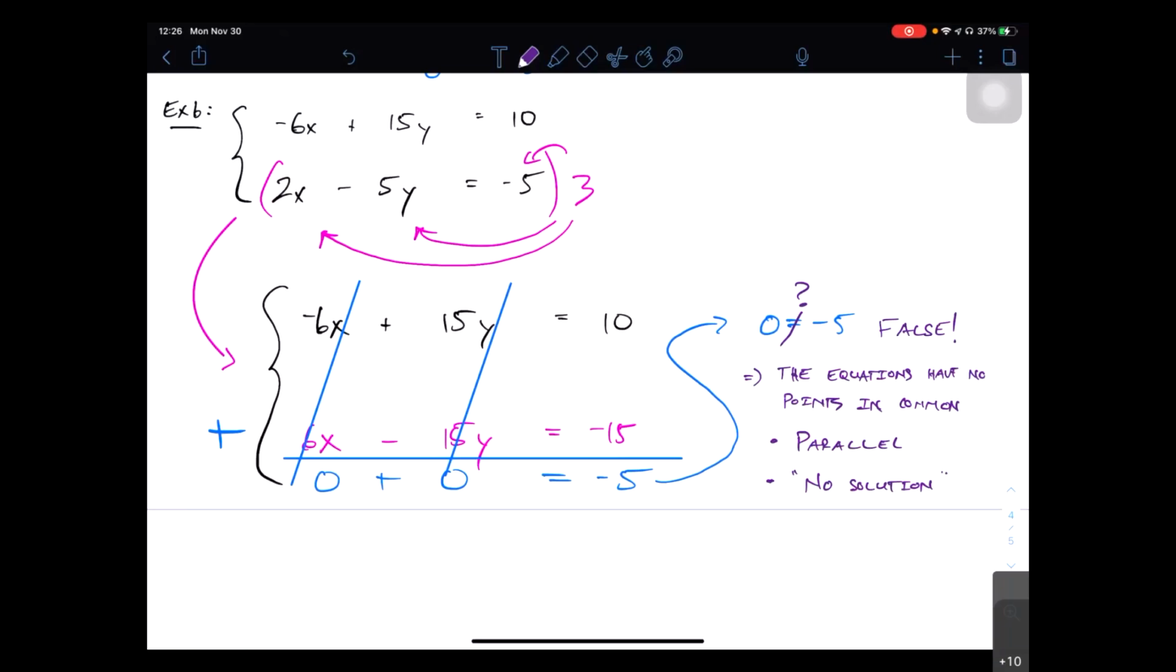No solution means that no matter what points you pick in the world, no matter what you pick for X, there will be no point such that both equations intersect. There's no point for X or Y that you plug in for both equations that will give you an intersection. So that's what that means.